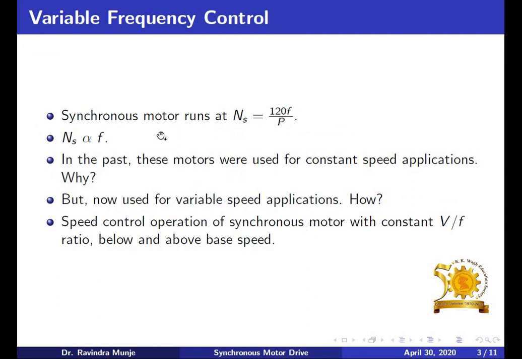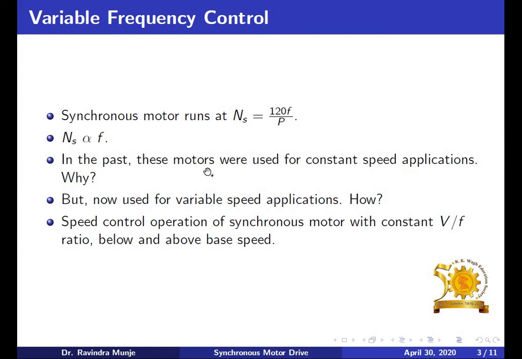Now, synchronous motor runs at synchronous speed, or it remains standstill. Synchronous speed is given by this formula, that is Ns is equal to 120 into F upon P, where Ns is speed in RPM, F is frequency and P is number of poles. In this case, synchronous speed is directly proportional to the frequency, and as a result, synchronous motor speed can be controlled by varying the frequency.